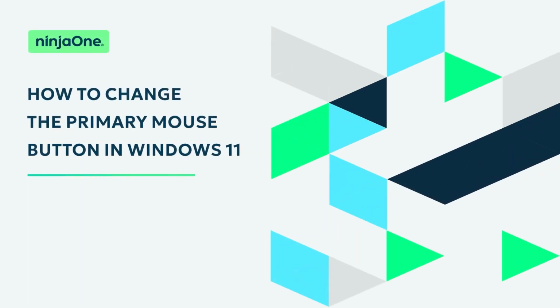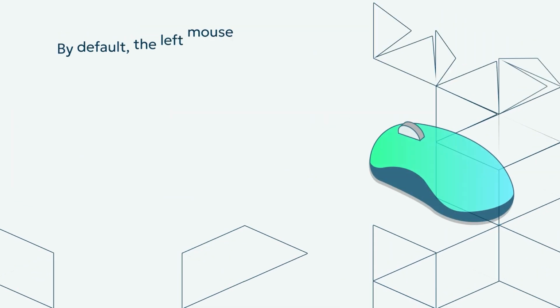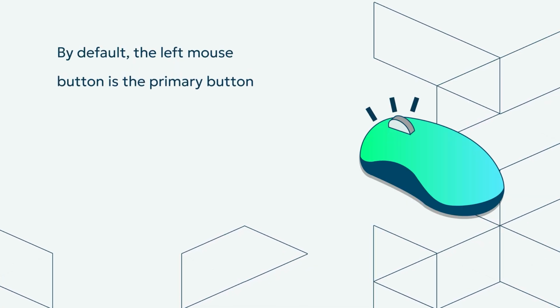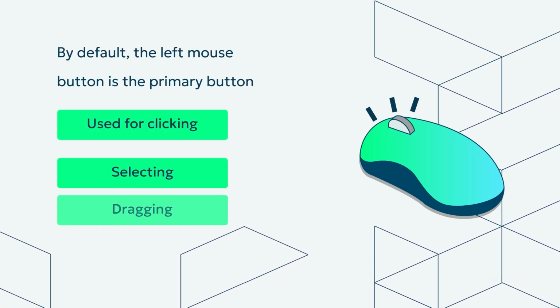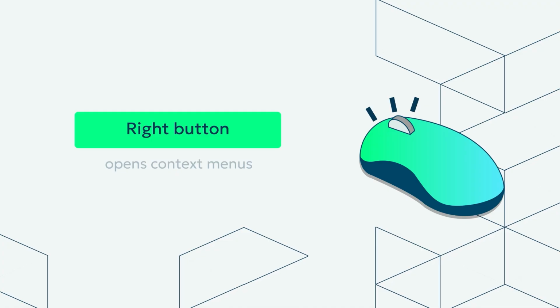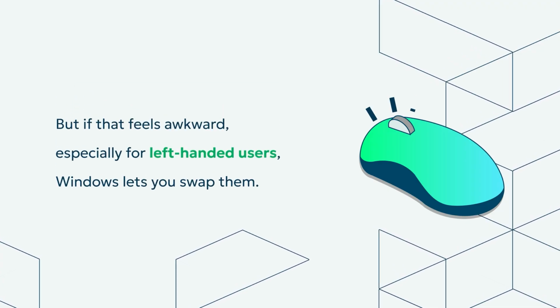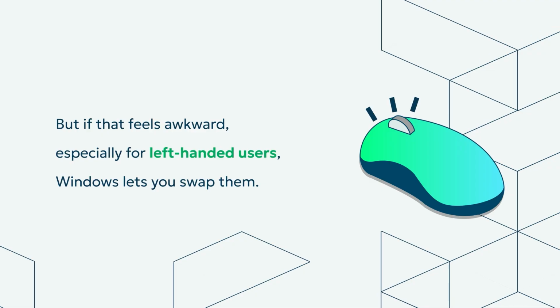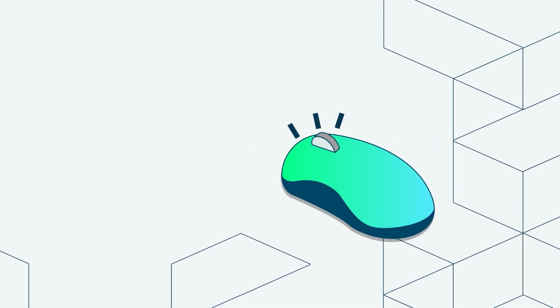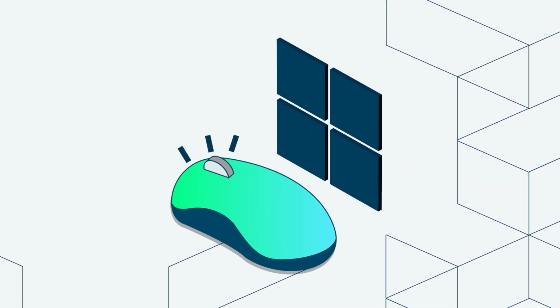How to change the primary mouse button in Windows 11. By default, the left mouse button is the primary button used for clicking, selecting, and dragging, while the right button opens context menus. But if that feels awkward, especially for left-handed users, Windows lets you swap them. In this video, we'll show you how to change your primary mouse button in Windows 11.